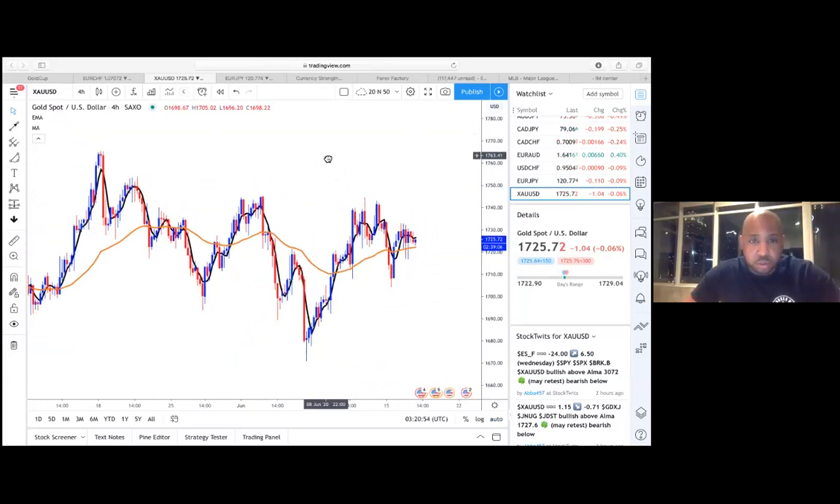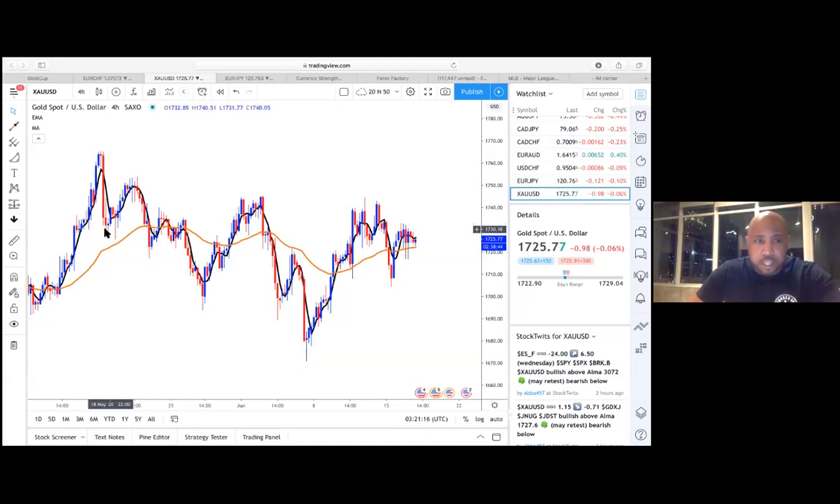Cool. 4 across the 50 here. 4 across the 50 here on gold. That went 147 pips. That was light. That went 147.